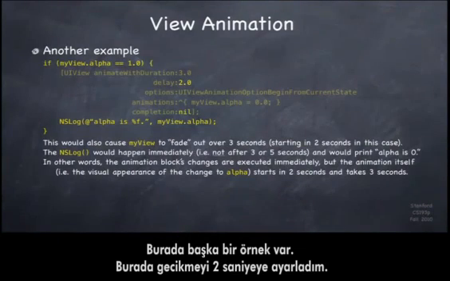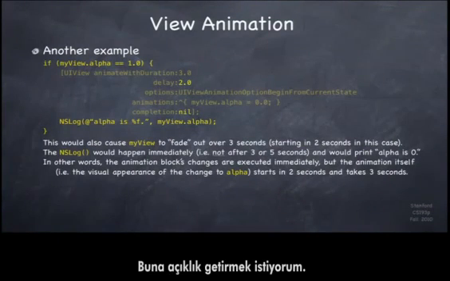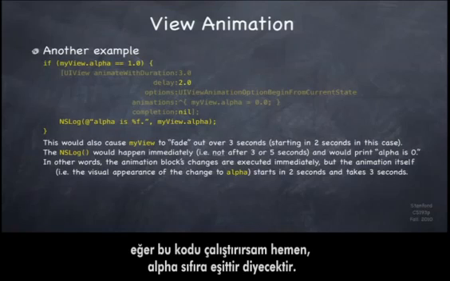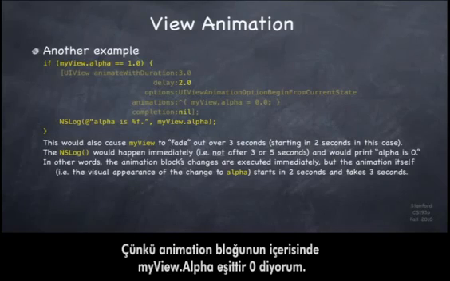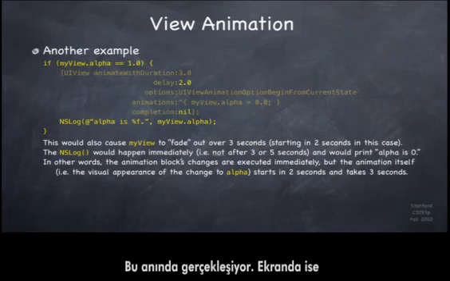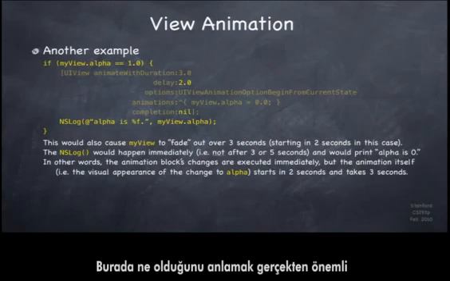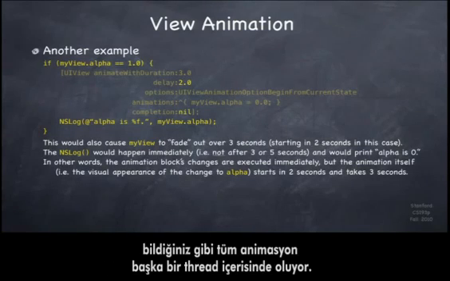So here's another example. This one I just changed the delay to 2 seconds. I just wanted to make it clear here that even though I have a delay of 2 seconds and a duration of 3 seconds, if I run this code, it's going to say alpha equals 0 immediately, because inside the animation block, I'm saying myView.alpha equals 0. That happens immediately. Even though on screen, nothing's going to happen for 2 seconds, and then it's going to take 3 seconds for alpha to go to 0. Really important to understand what's going on there.